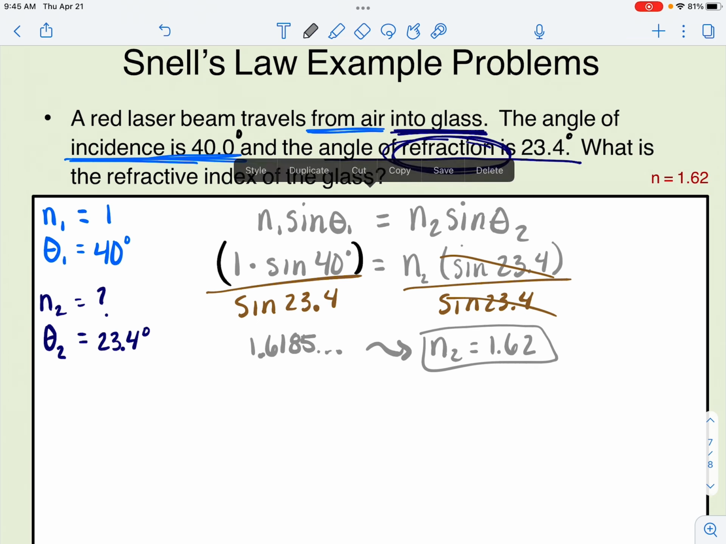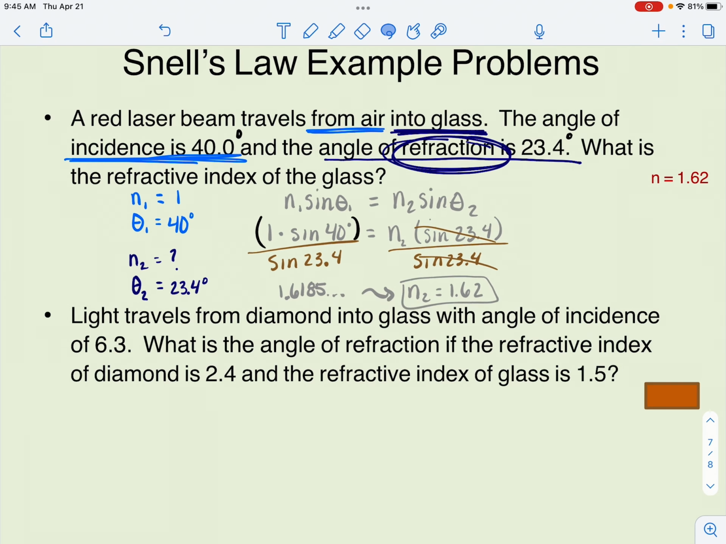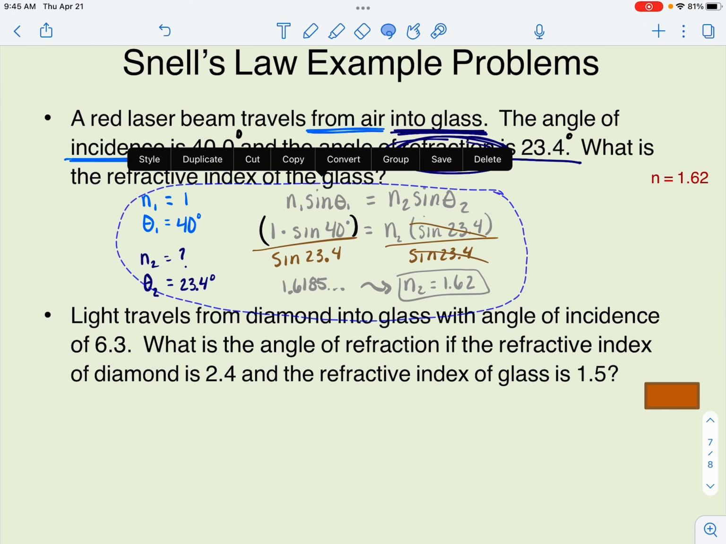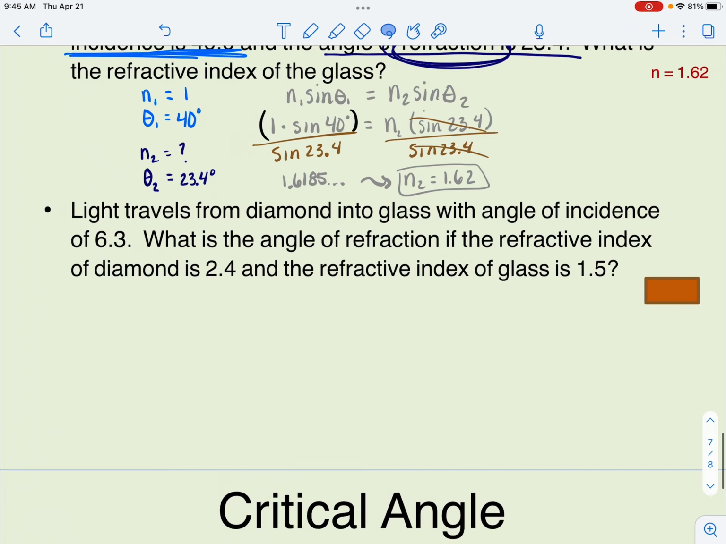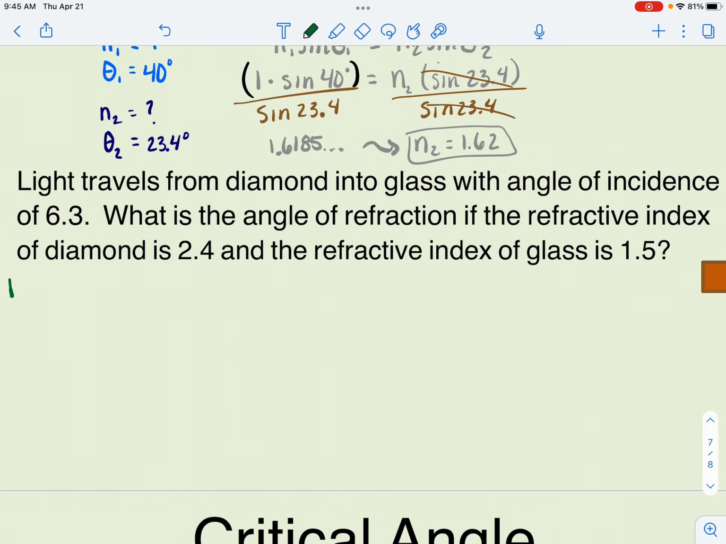All right, let's do one last question here. We have another question that says that we have a light that's traveling from a diamond into glass, and it gave us the angle of incidence. So this is going to be my N1 value. The angle of incidence, that's going to be my theta. I'm going to have a theta of 6.3 degrees. And again, it'll say degrees more clearly on your paper. What is the angle of refraction?